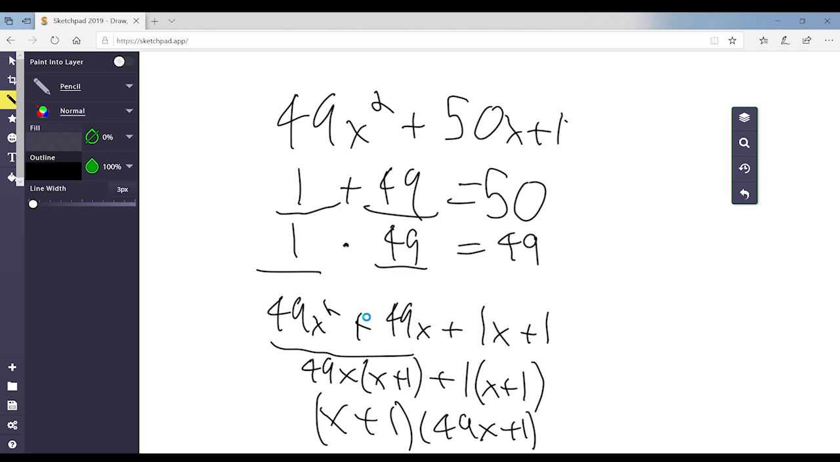So this is the answer. The only difference is that you have to multiply a times c. So the first coefficient times the constant when you have an a that is greater than 1 and can't be simplified.